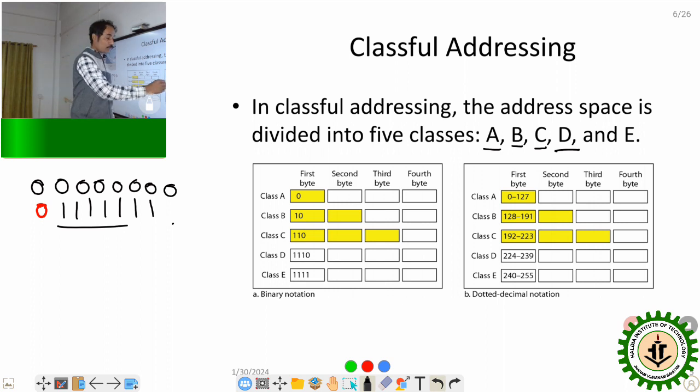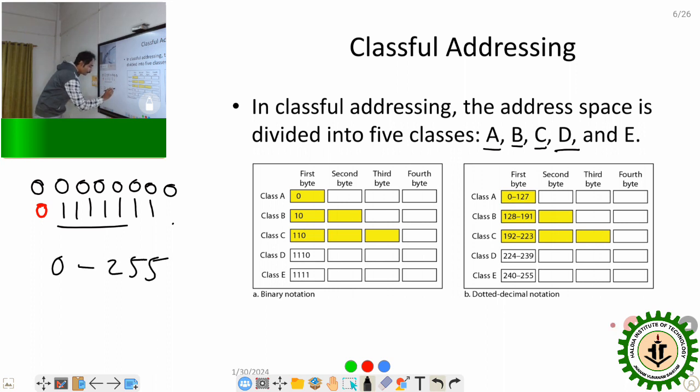These are the blocks, because the maximum we can go up to is 255. Whatever the blocks are, they lie in this range. First, 0 to 127 belongs to class A. The next, 128 to 191, belongs to B. Then 192 to 223 belongs to class C. Then 224 to 239 belongs to class D, and 240 to 255 belongs to class E.